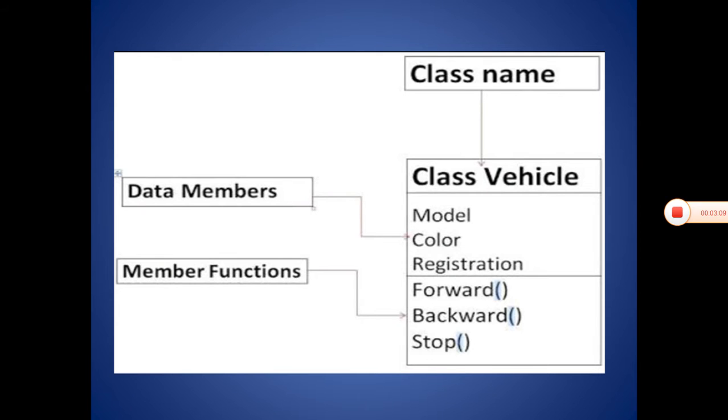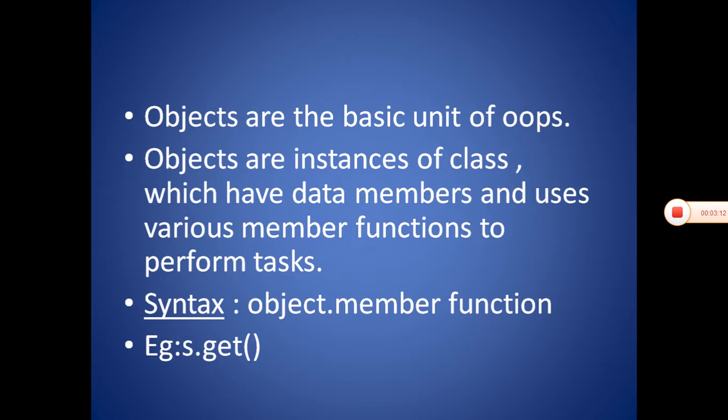And object. The class is the original, so a duplicate of that class is called an object. The object is mainly used to access the data members. You can see an example, x.get function, calling the function. The syntax is object dot member function. The class variables are also called objects. Another definition of the object is that it is an instance of the class.